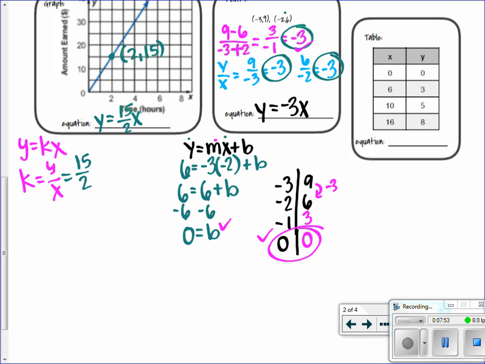Alright, then the last one. For a table, nice thing, what is that table showing you? It's showing you that it's going through the origin, so that part's good. So the other thing we need to check is all of the ratios y over x. So 3 over 6, 5 over 10, and then 8 over 16. If they are all the same, then it's direct variation. Are they all the same? Yes. What are they all equal to? They're all 1/2. Since they all equal 1/2, that is direct variation.